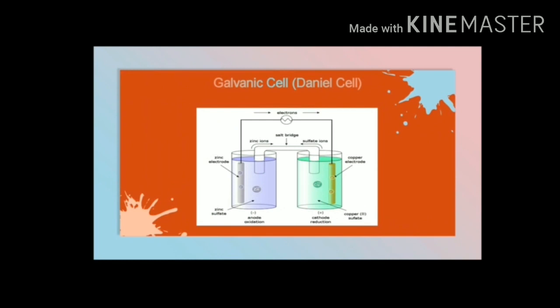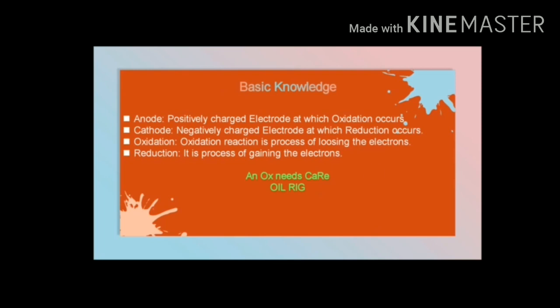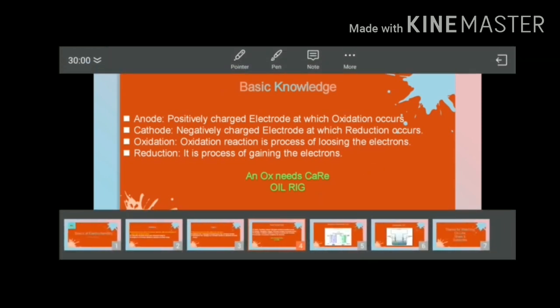Suppose the salt bridge is not there. First understand the salt bridge, it is KNO3. So this potassium and nitrate, what happens here? This potassium flows here, nitrate flows here, and this zinc flows here, and here sulfate ion flows to maintain the balance. Suppose if this is not there, what happens?